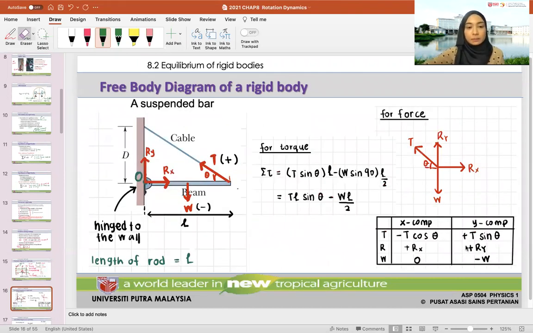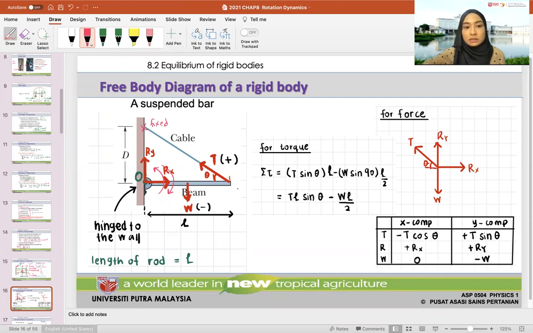This is a suspended bar. This is the wall over here. This is a hinge over here. This is a beam. Okay, you can imagine it. When we have a hinge, we know that it can go up and down. There is some rotational motion. It can go here, it can go here. Then we have a string over here, a cable that is connecting the beam to the wall. Here there is no hinge, which means that this is fixed. It is fixed, so there's no rotational motion.